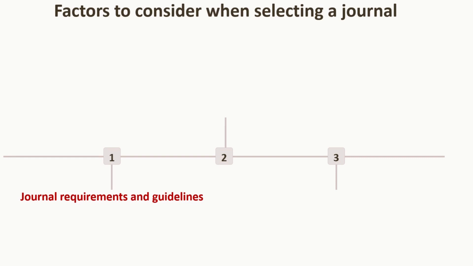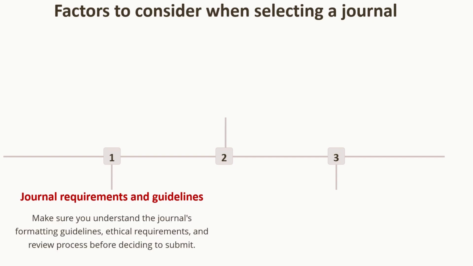But after selecting, one more important factor is that certain things will be there before writing or before changing your manuscript according to the journal. That is the journal requirement guideline. Read it very, very carefully. Make sure you understand the journal's formatting guideline and ethical requirement.